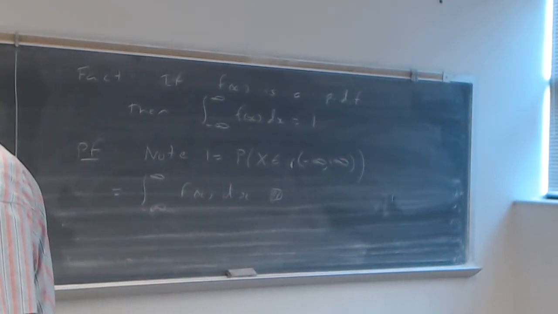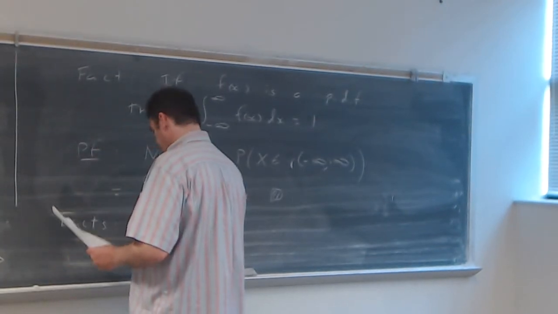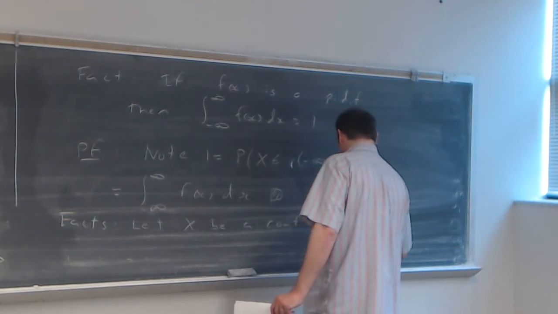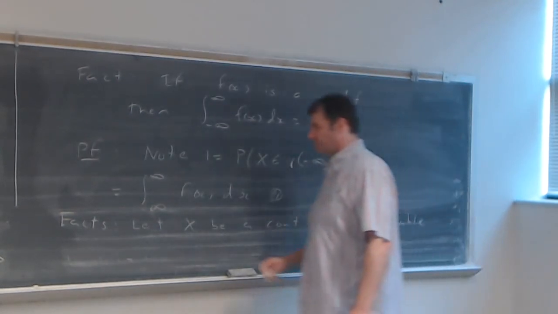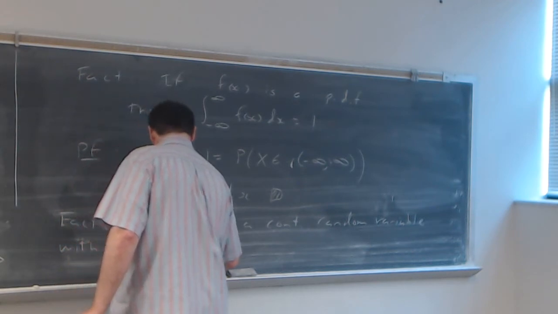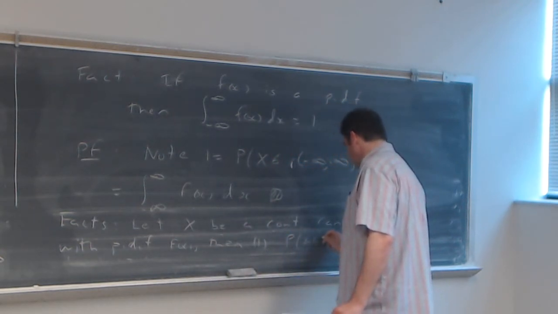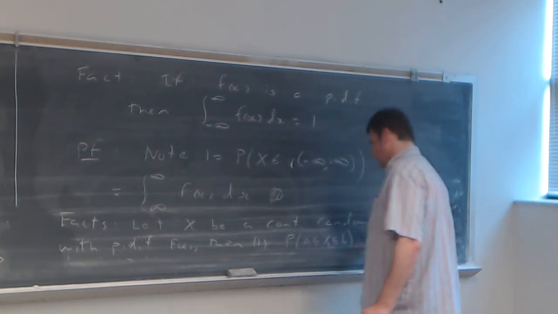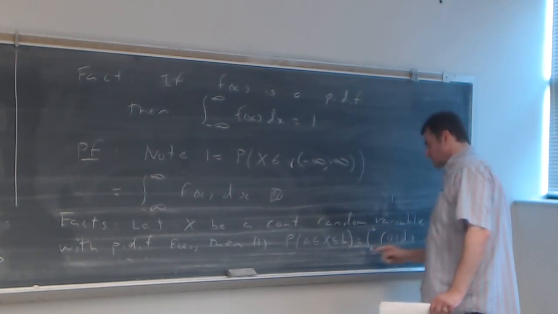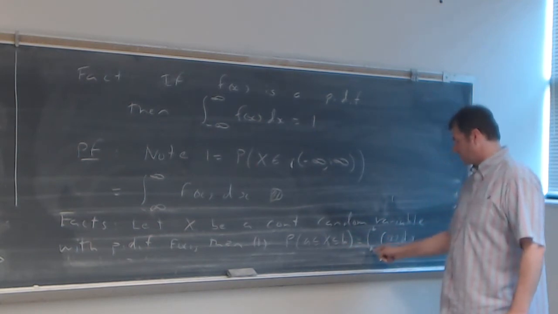Okay. Here are some facts that I will just list. The first is, we're going to let x be a continuous random variable with PDF f of x. Then, here's the first thing. One, the probability that a is less than or equal to x is less than or equal to b, well, this is an obvious fact from the definition. It's the integral from a to b of f of x dx. So, my x being an element of a closed interval from a to b, that's my set B. You integrate over that, which is from a to b of f of x dx.